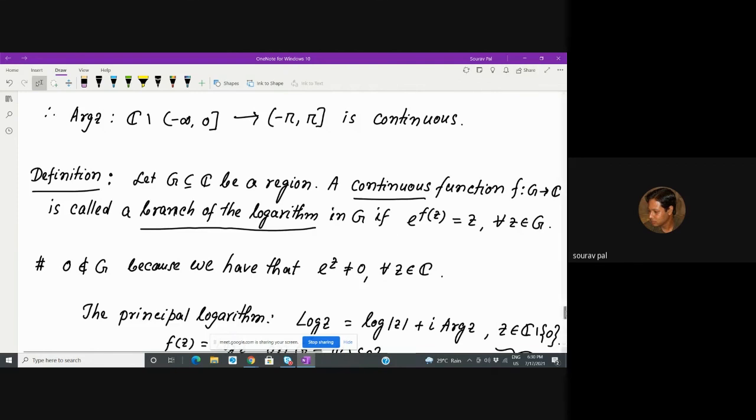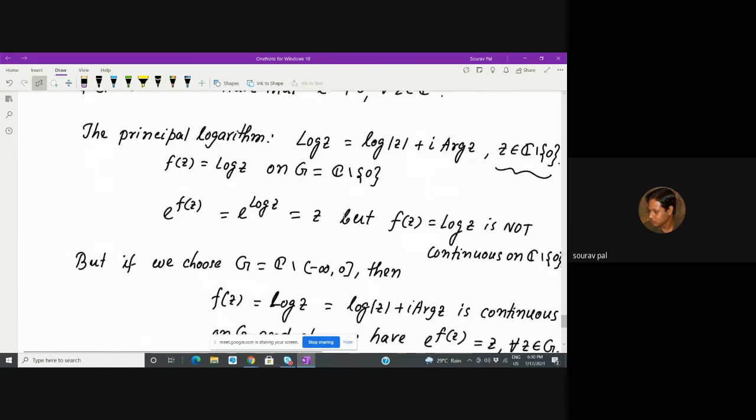Now, for example, what we have seen: if we choose the principal logarithm, it's a well-defined function, and it is defined for all non-zero complex numbers, yet it is not continuous on C minus 0, because the principal argument of z is not continuous on the negative real axis, though it satisfies this equation for all z in this punctured plane. But it is not a branch of the logarithm on C minus 0 because of the lack of continuity.